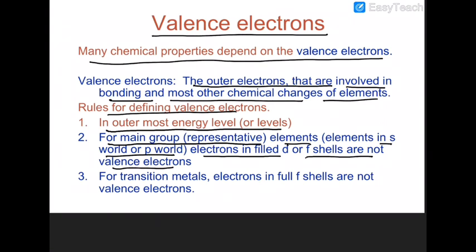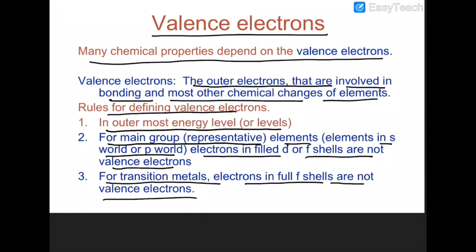Similarly, for transition metals, electrons in full f shells are not taken as valence electrons. Only what? (n-1)d and ns are taken. Similarly, in case of s group elements, the ns electron is taken as valence electron. In case of p block elements, the np and ns electrons are taken as valence electrons.